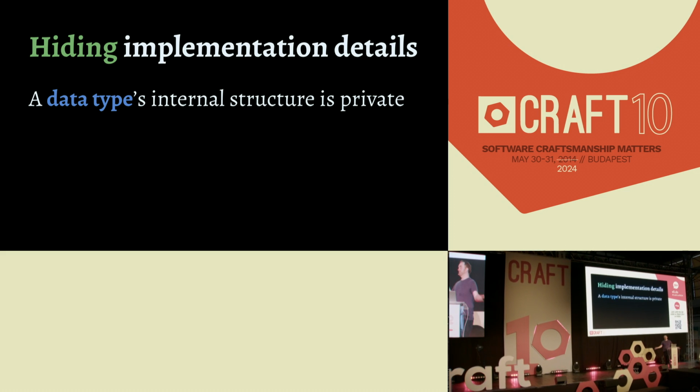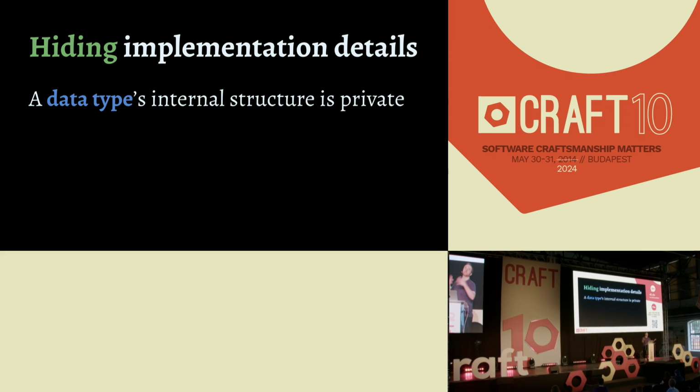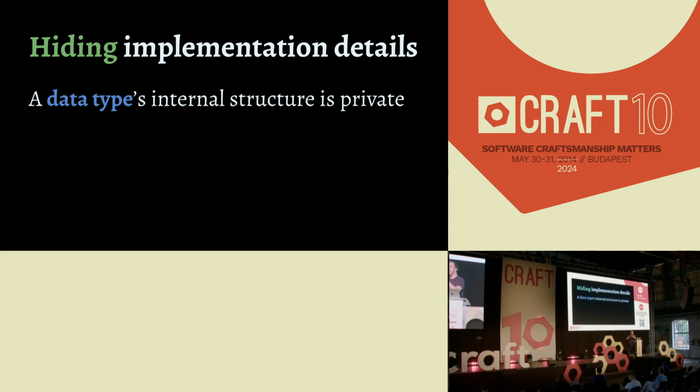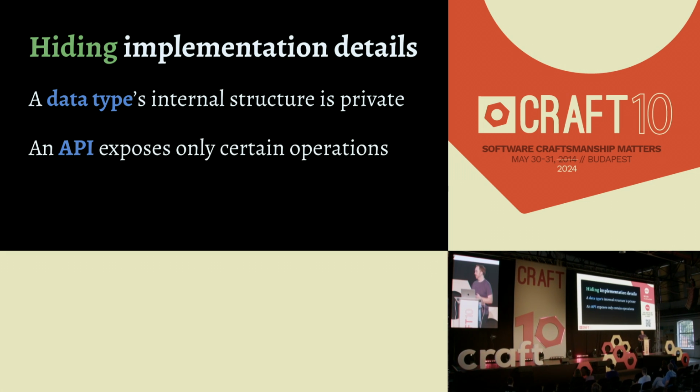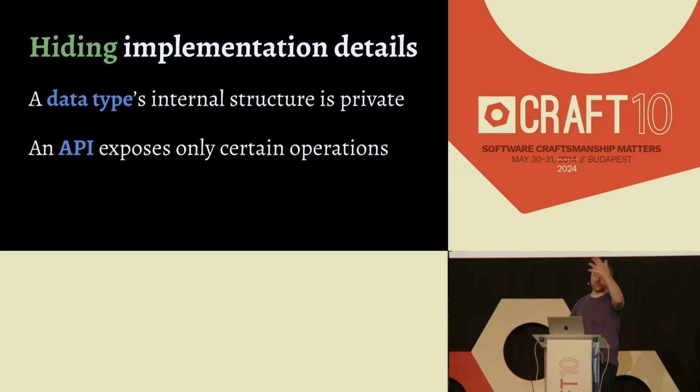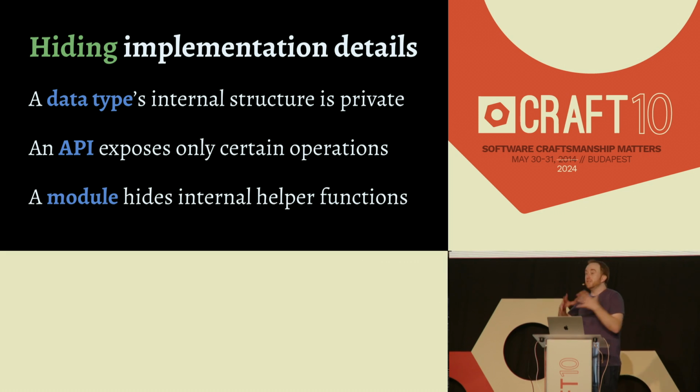For example, let's say we've made a data type and we've made its internal structure private. So now we can change it in the future without breaking all the call sites. Or we're making an API, and this is a publicly exposed API, but we're only exposing certain things. We don't want customer secrets to leak out, stuff like that. Totally a reasonable reason to hide implementation details, or maybe just an individual module where we've got some internal helper functions that we might want to change in the future, so we're intentionally not exposing them.